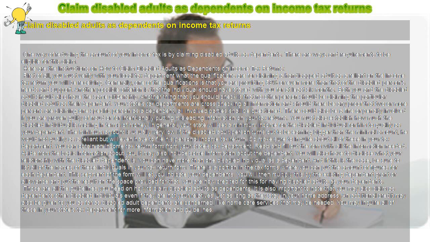It is also important to note that you may claim as dependents other disabled individuals even if they are not your relatives, just as long as they stay at your home address. An additional credit may also be given to you for disabled adult dependents, like home care services that may be needed. You may inquire about all of these at your state's tax department for more information and guidelines.